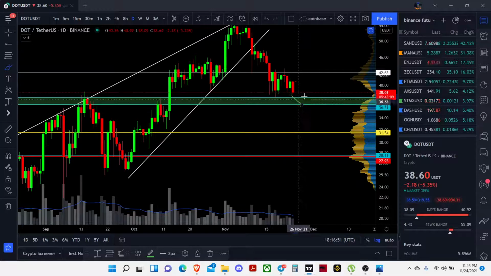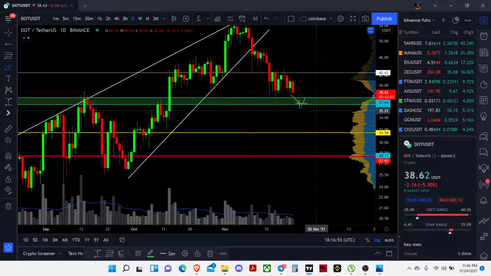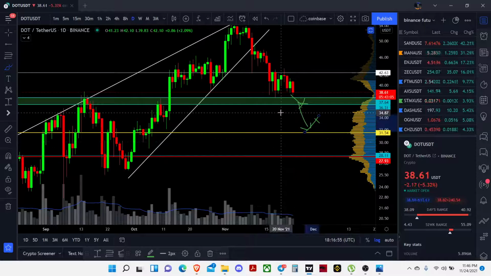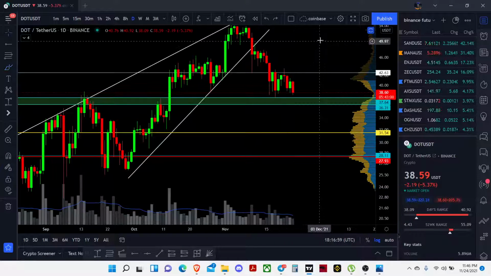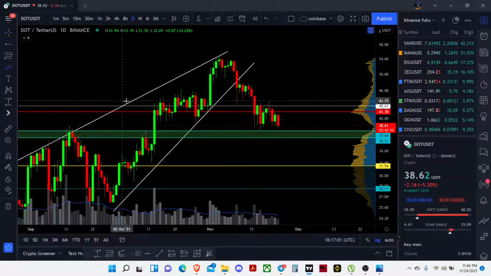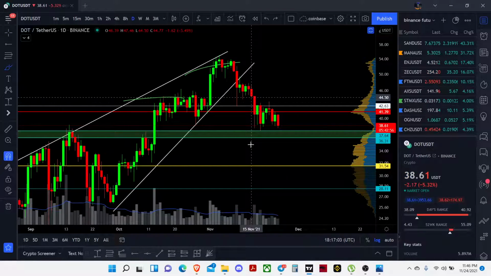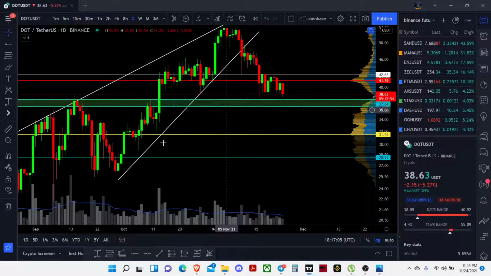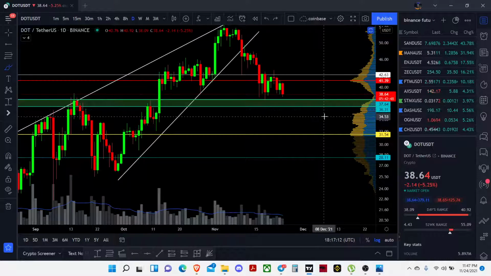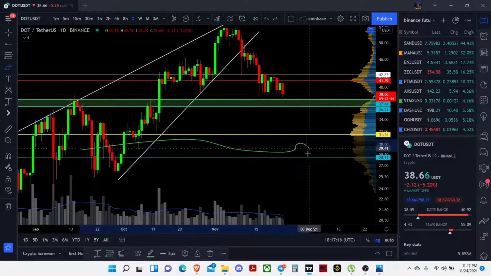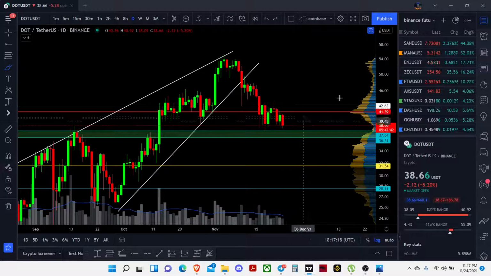Come back down, test this. If it's breaking, then this is the major level to look at. I don't think it's going to break, but in case it does, it's making some sort of a head and shoulder pattern over here, and it's also rising wedge. So if this breaks, then this is the major area I'm looking at, $31. If it's not holding, then this is the final area to look out for.